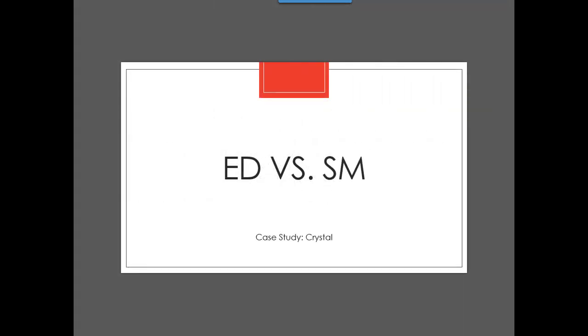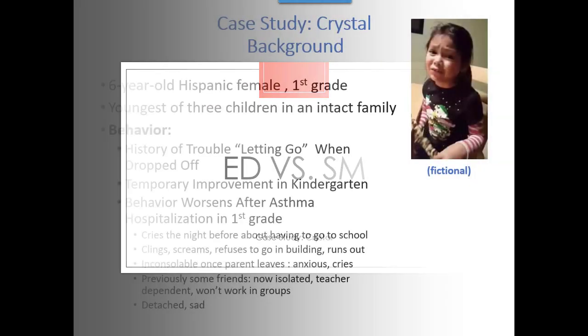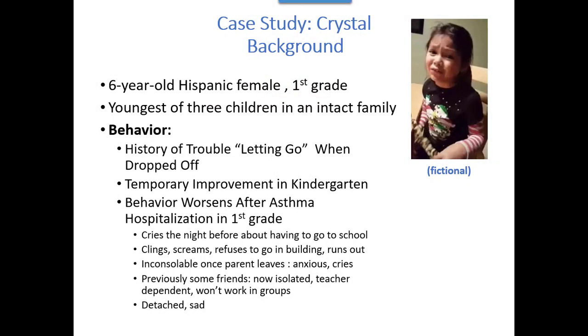And we're going to do this case study of Crystal together. We have Crystal. She's a 6-year-old Hispanic female in 1st grade. Of course, this is a fictional case. She's the youngest of 3 children in an intact family, so all 5 live together.